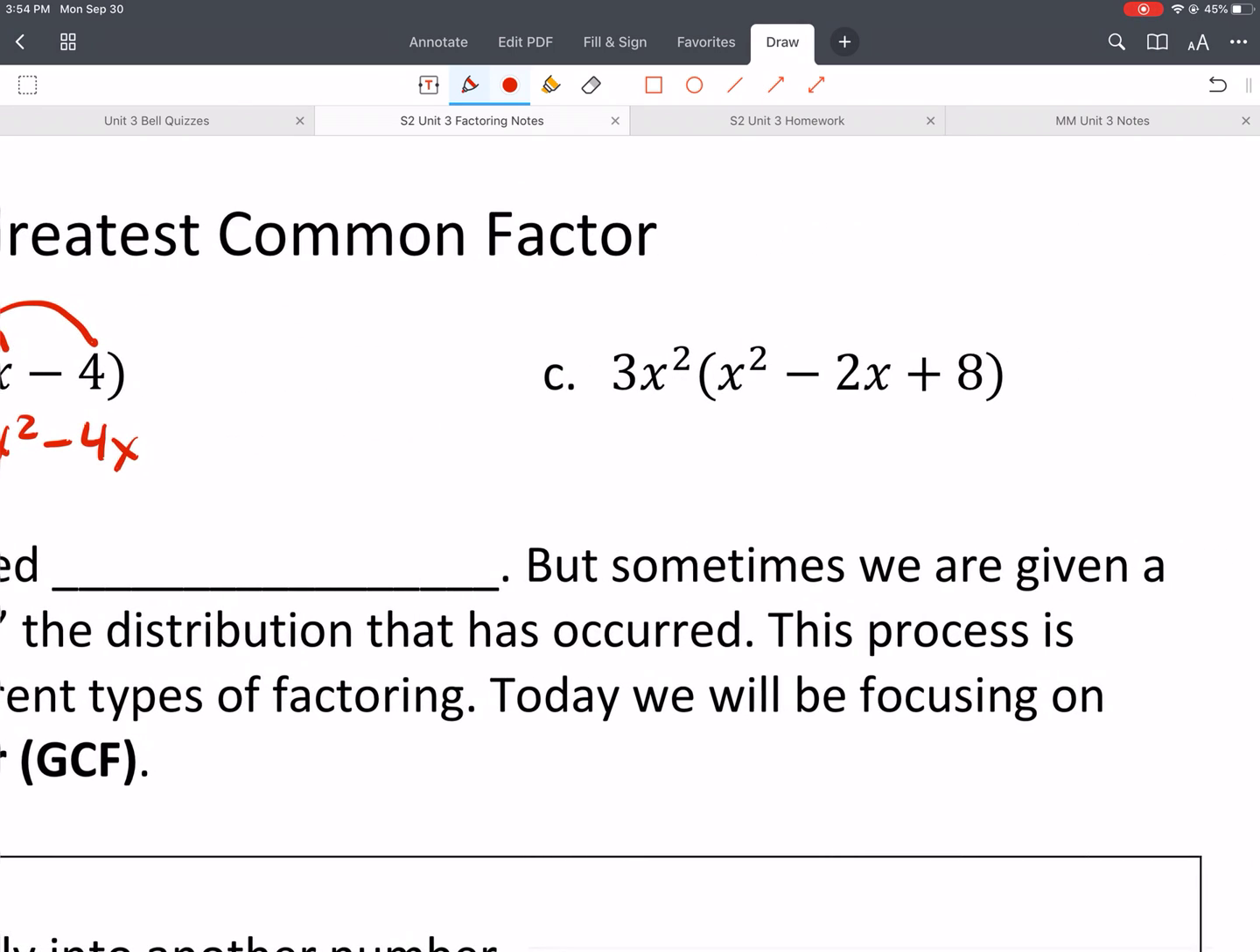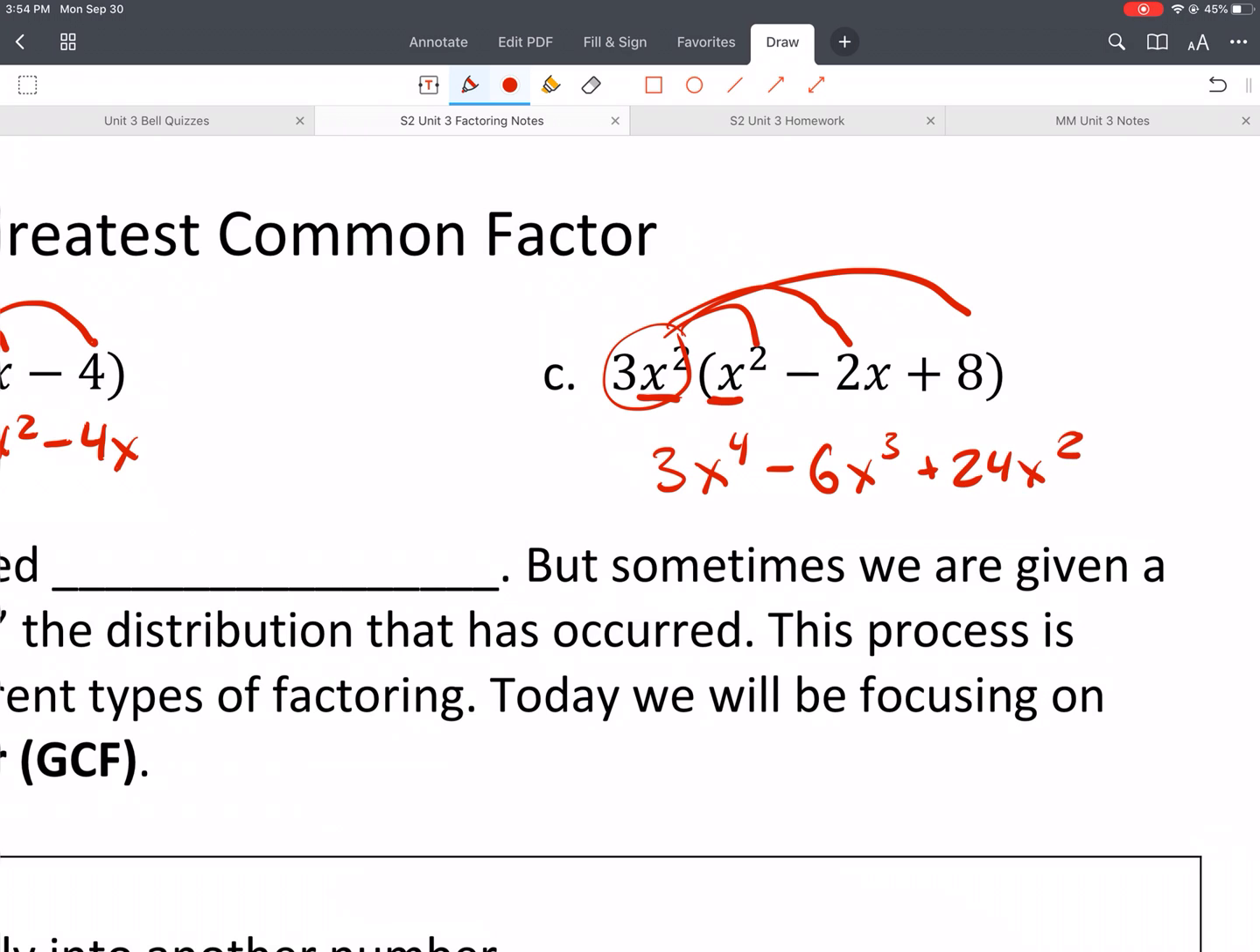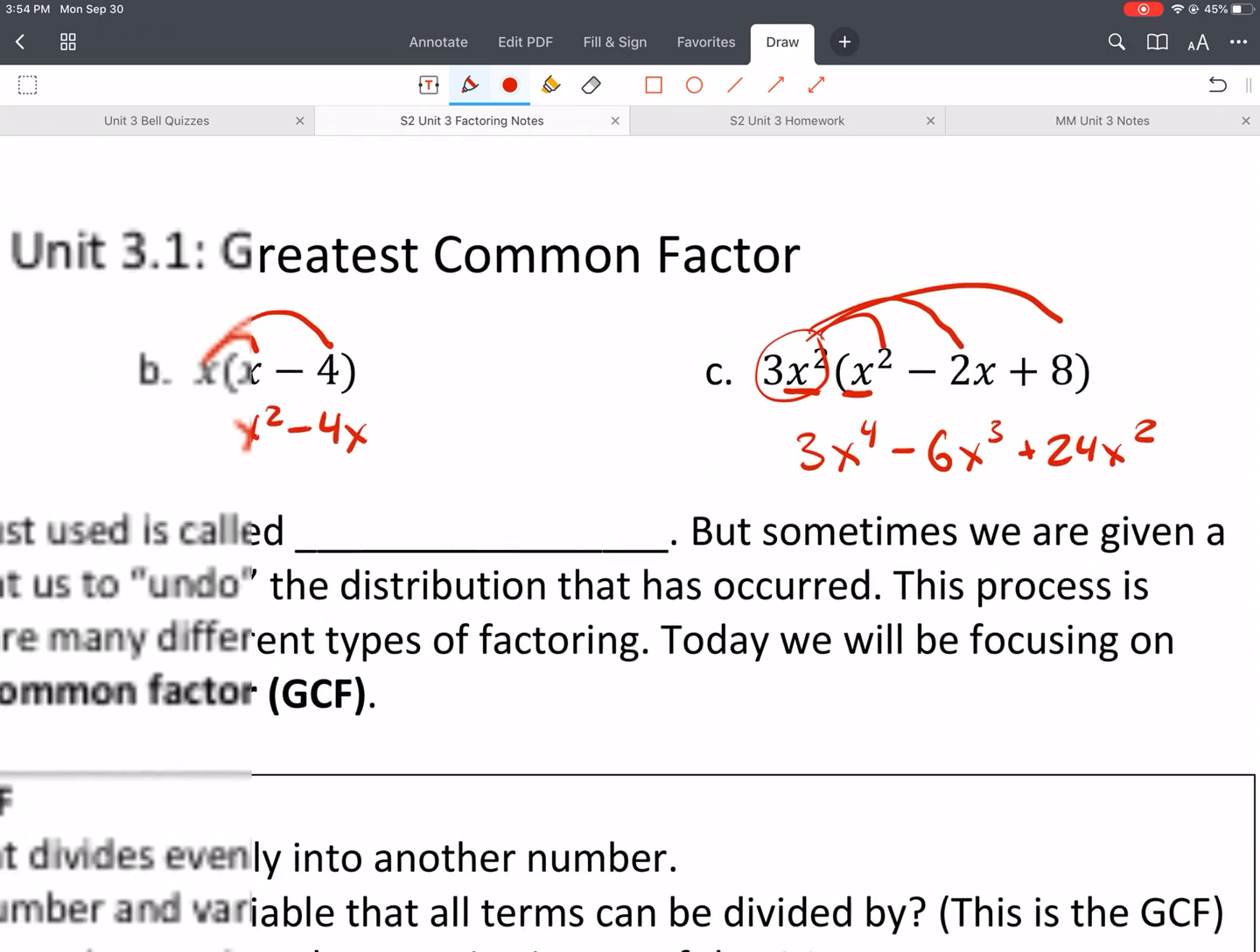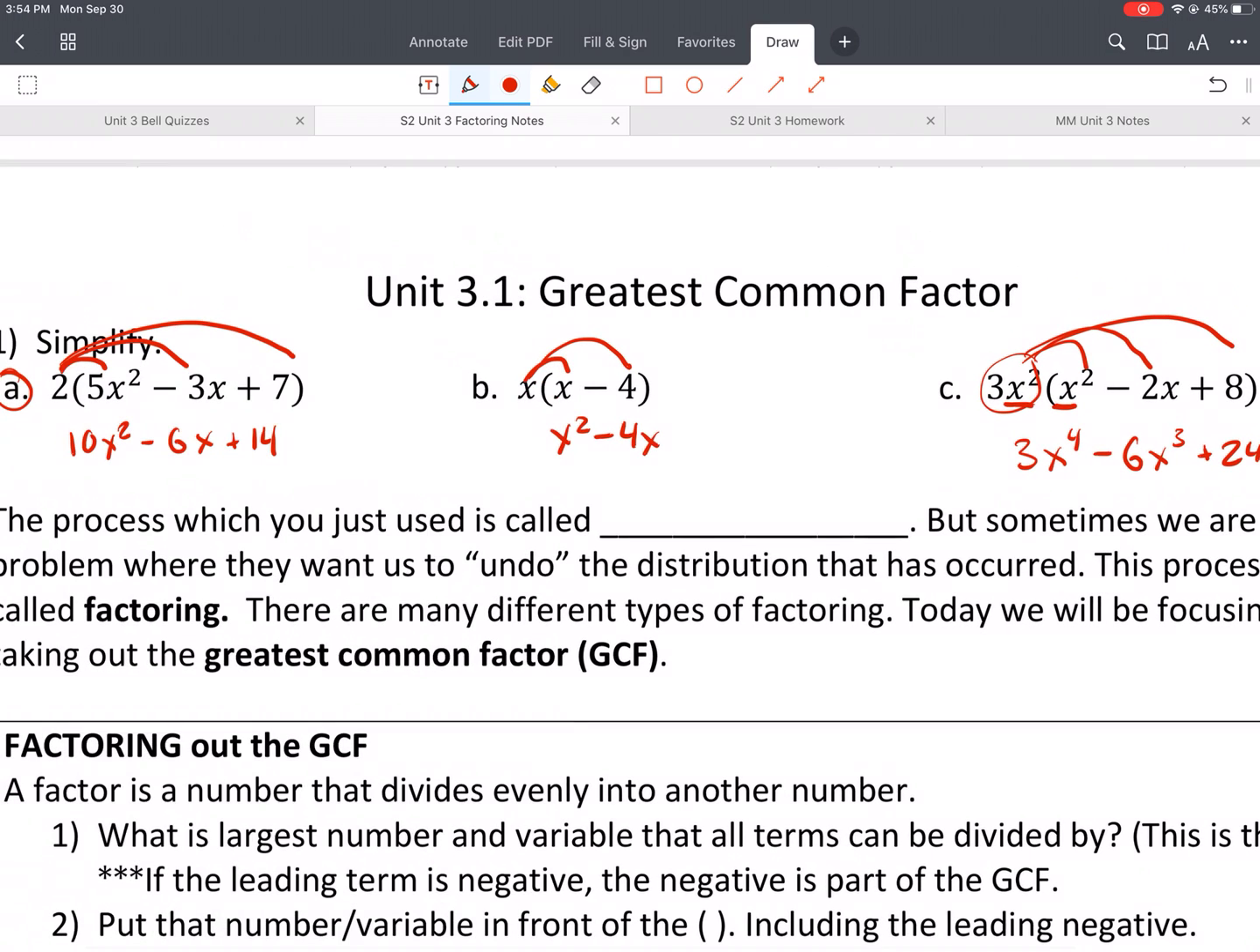Okay, or we could also distribute numbers and variables. So here, if we distribute all of this, we'd get 3x to the fourth. Remember, if we have a base times a base, we can add their exponents. That gives us x to the fourth. And then we'd get a negative 6x to the third, and then we would get positive 24x squared. Okay, so what we just covered is called distributing.